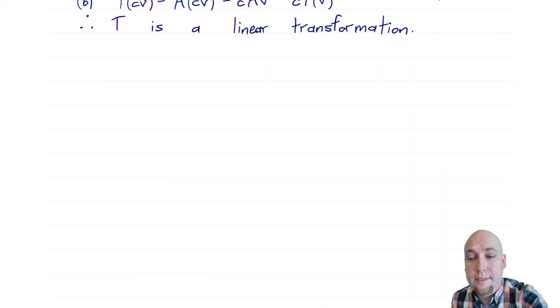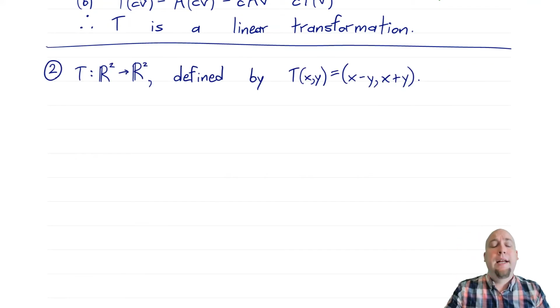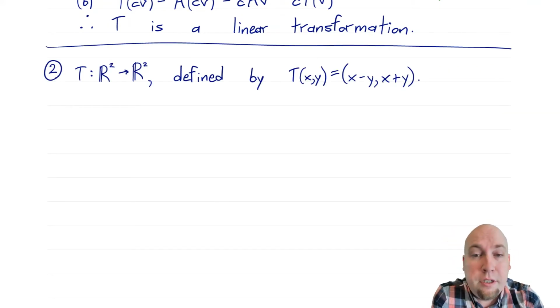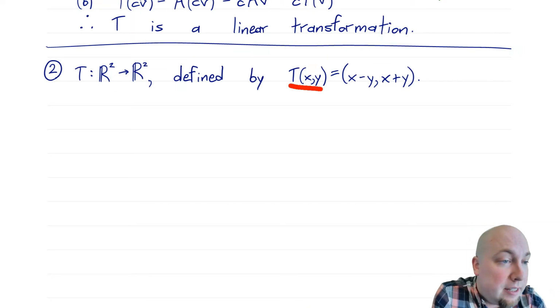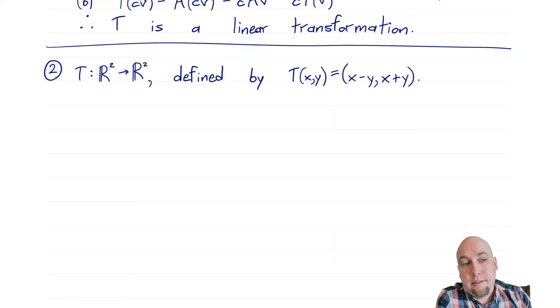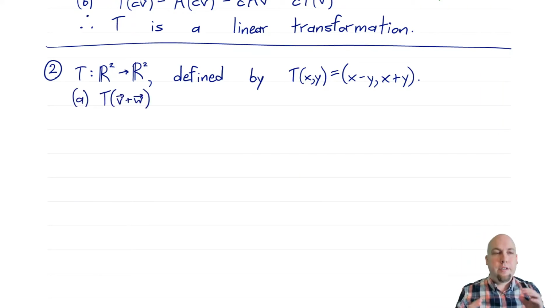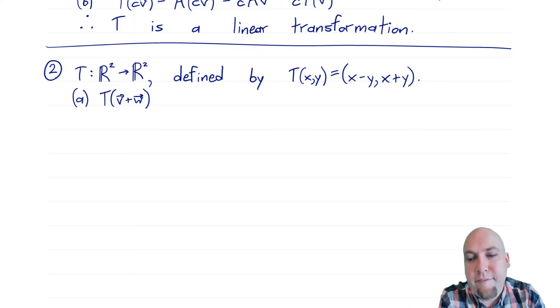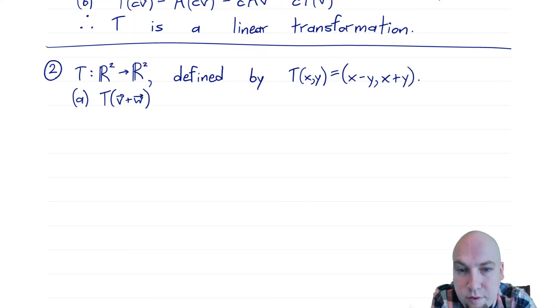Great. Next up, how about this function that sends two-dimensional vectors to two-dimensional vectors via this formula here? It sends the vector (x, y) to (x minus y, x plus y). Let's show that this is a linear transformation as well. Again, there are two things you have to check. You have to check that T of V plus W equals T of V plus T of W, and that T of CV equals C times T of V. So it plays well with addition and scalar multiplication. Let's start off with addition.